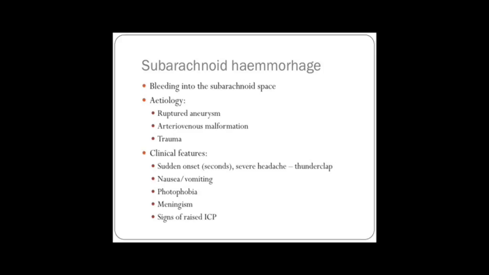Now, the key here is the onset. It's sudden onset. In a matter of seconds, the patient will have a very severe headache, and it's characteristically described as the thunderclap headache. It feels like you've been hit by lightning. Patient will also have photophobia and meningism, because of the irritation to the meninges as a result of the blood within the subarachnoid space. They may also have nausea and vomiting and signs of raised intracranial pressure.